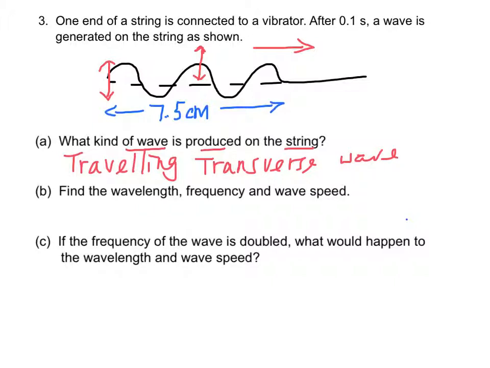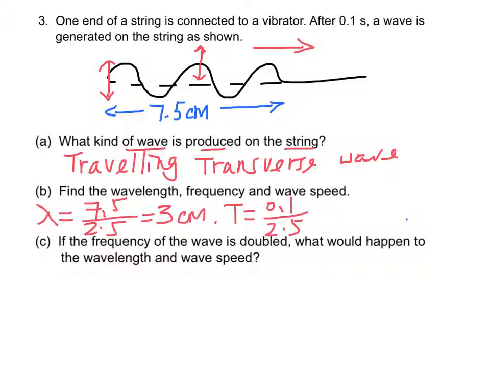The figure shows 2.5 complete waves. The wavelength equal to 7.5 over 2.5 equal to 3 cm, and the period equal to 0.1 over 2.5 equal to 0.04 second. Therefore, frequency equal to 1 over T equal to 1 over 0.04 equal to 25 Hz.